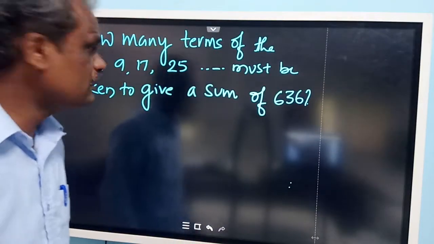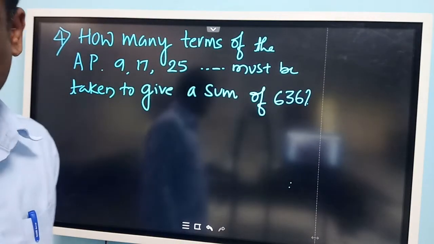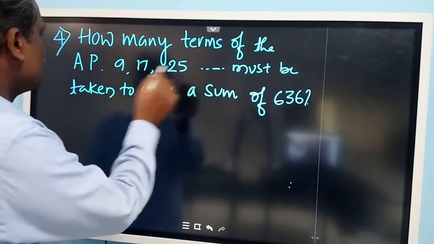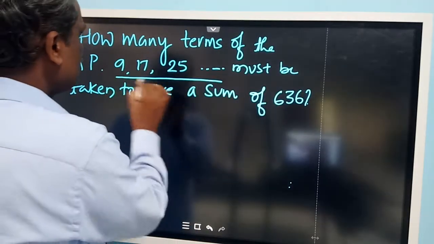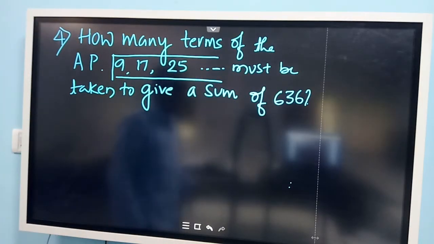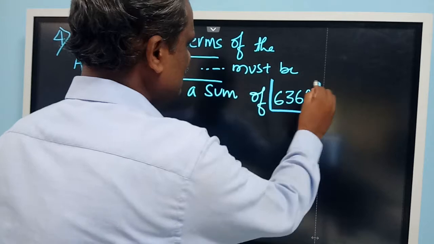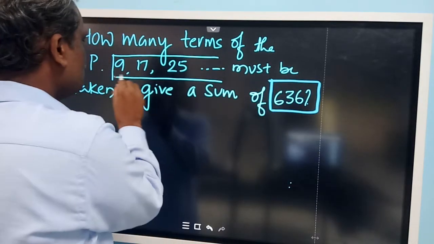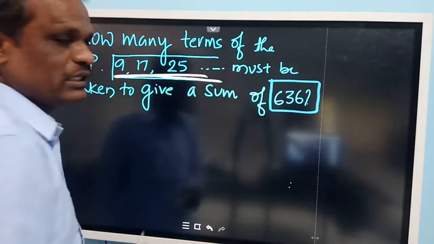So look at this question, question number 4 of this exercise 5.3. How many terms of this arithmetic progression 9, 17, 25 must be taken to give a sum of 636? We should get a sum of 636. So this is an arithmetic progression.